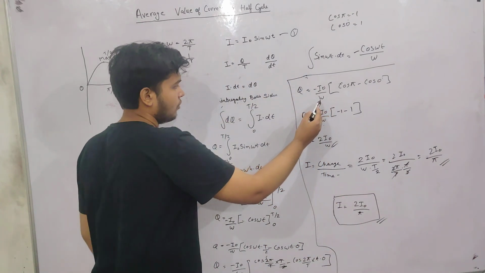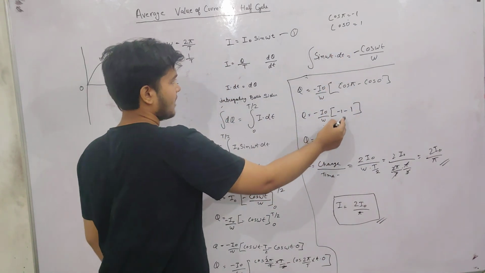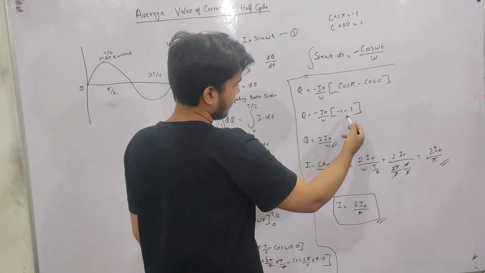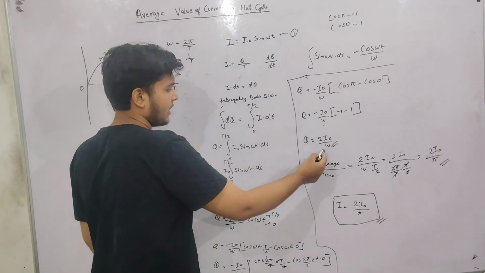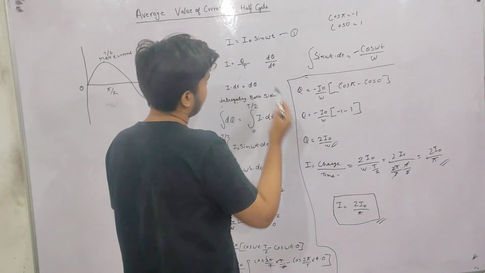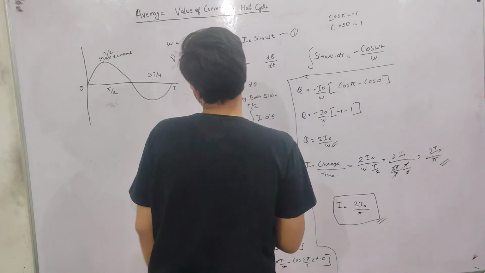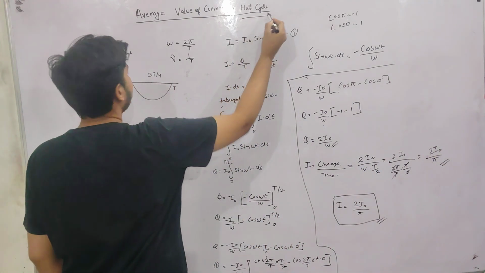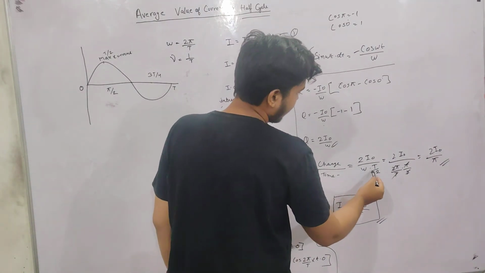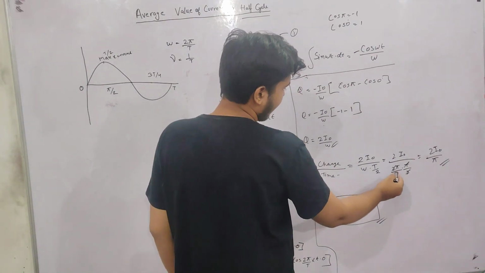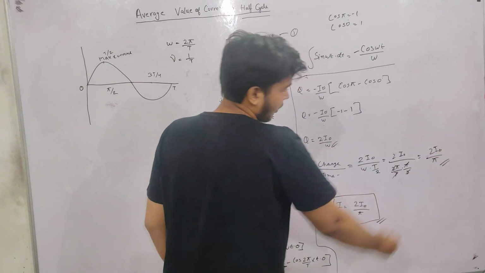minus I naught by omega, cos pi minus cos 0 degree. Cos pi value is minus 1, cos 0 degree value is 1, so minus times minus 2 gives 2 I naught by omega. Charge equals current into time, so 2 I naught by omega into time. For half cycle, time equals T by 2, and omega into T by 2, omega's value 2 pi by T into T by 2, gives current's value 2 I naught by omega.